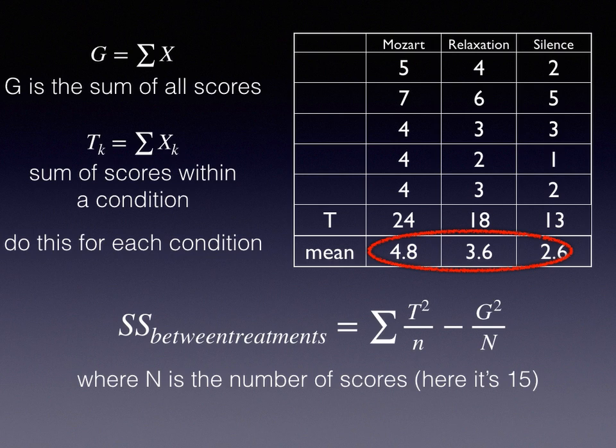This is the sum of T squared over little n, where T is the total within a group, and n is the number of scores within a group. You do that for all of your groups. Add all of them up. And from that quantity, sum of T squared over n, you subtract the quantity G squared over big N. That's sum of squares between treatments.